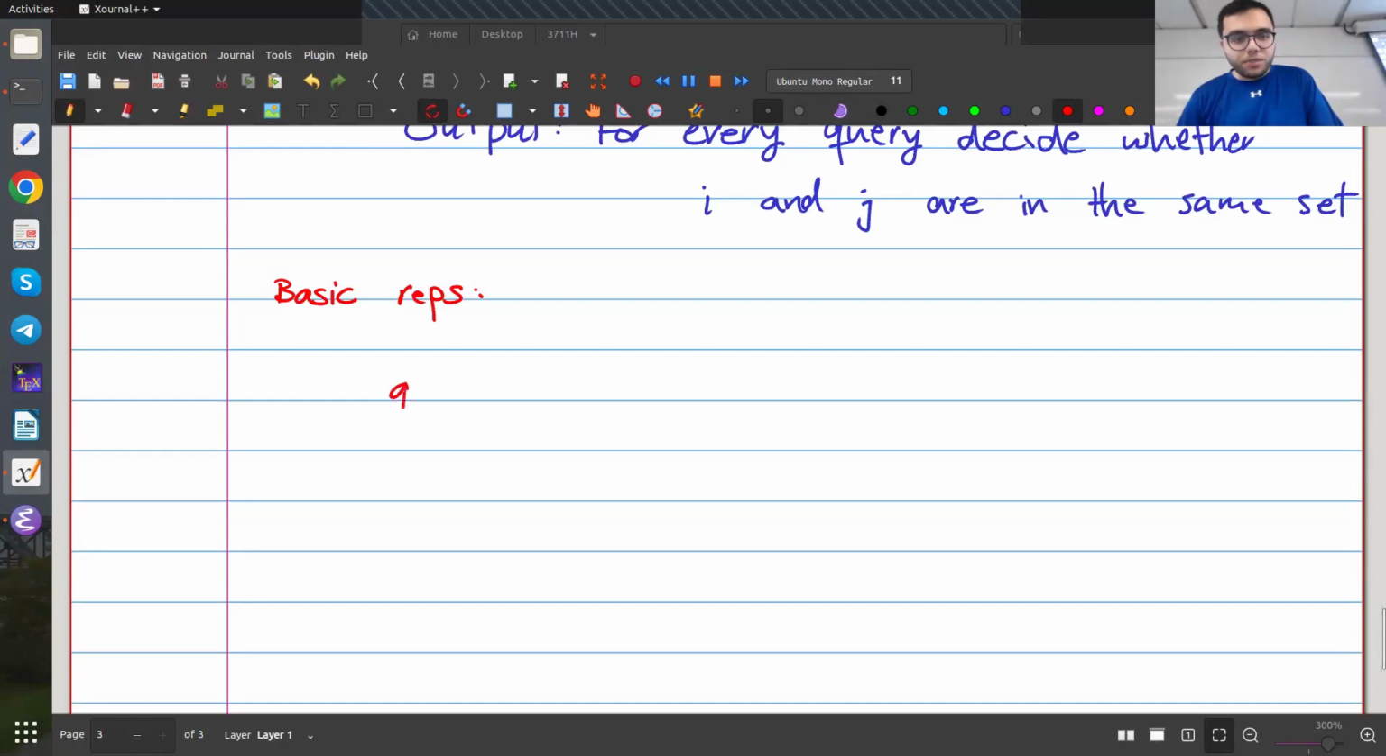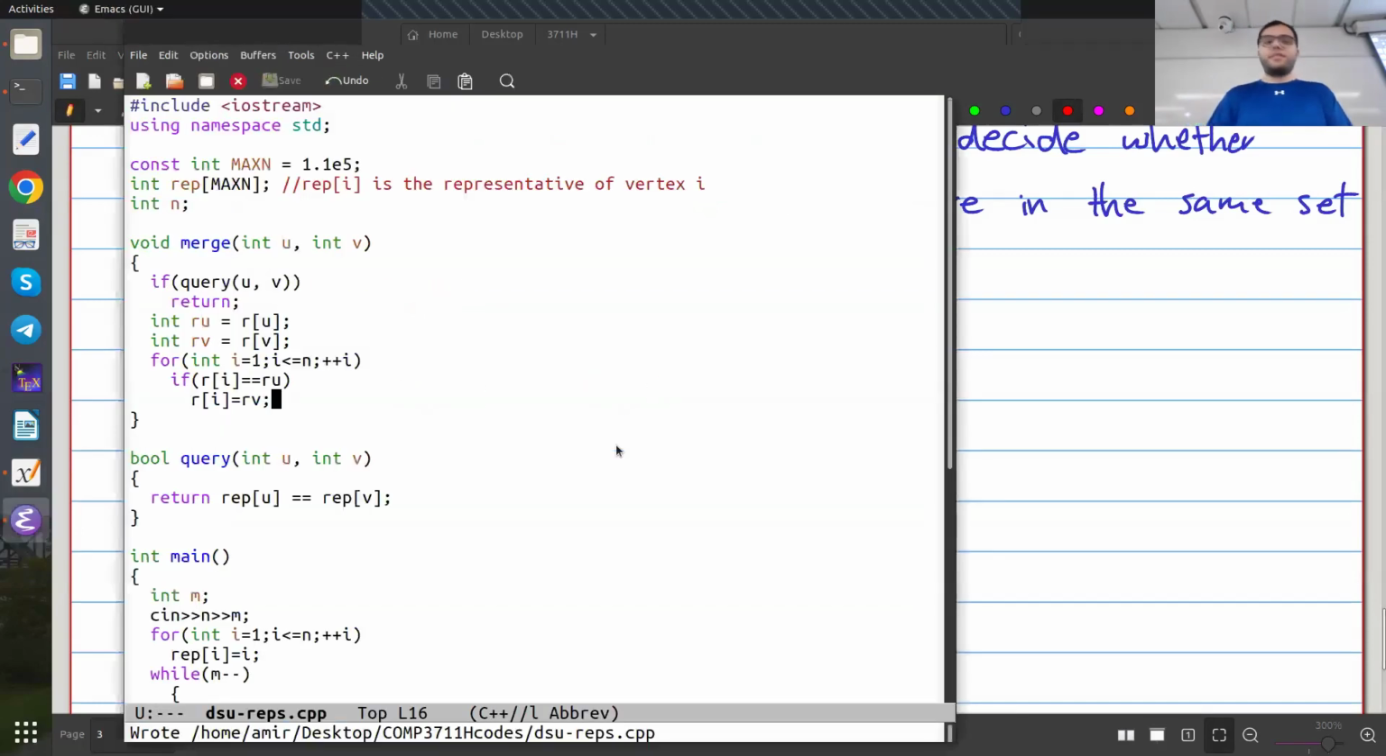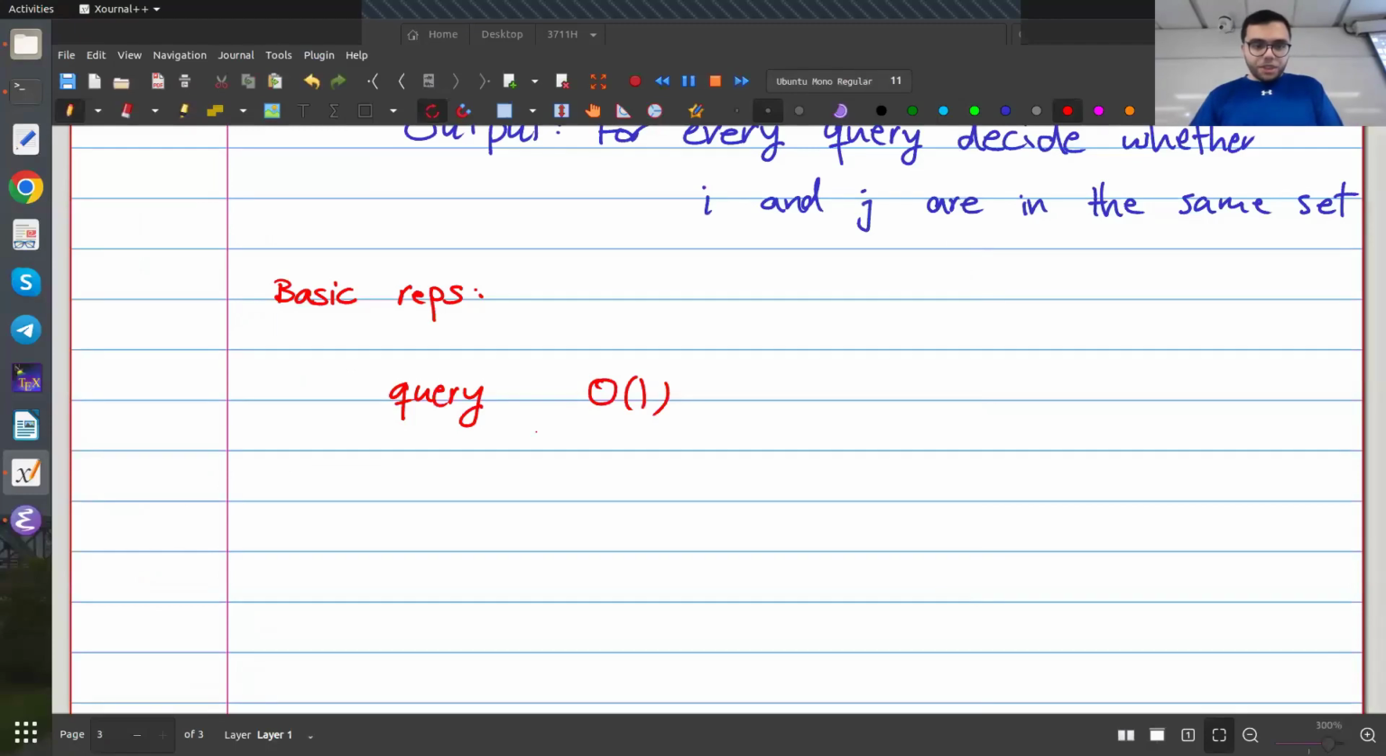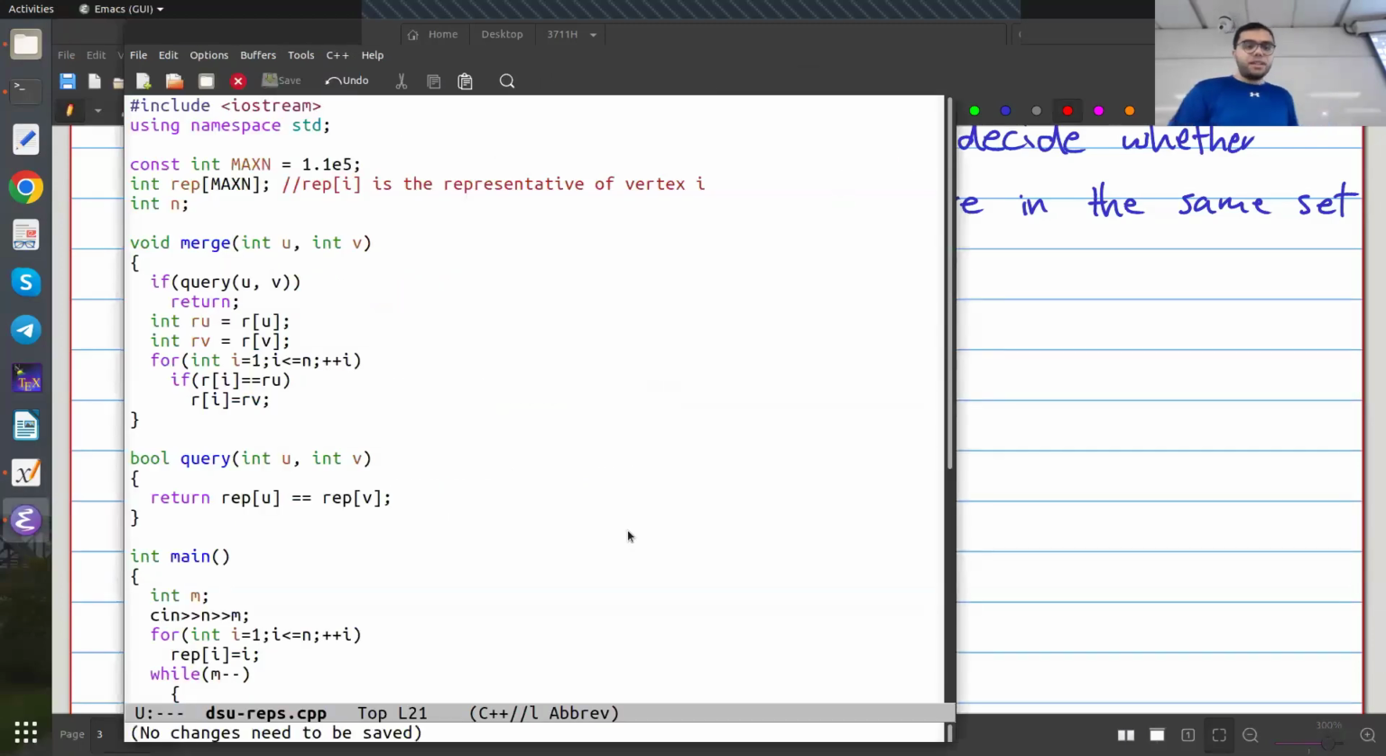How much time do I need for my query here? That's constant, right? Because my query is just checking whether the two representatives are the same. But how much time do I need for my merge? That's actually O(n). Because in my merge, in the worst case, I have to go over all of the elements and I have this for loop and it takes O(n) time.